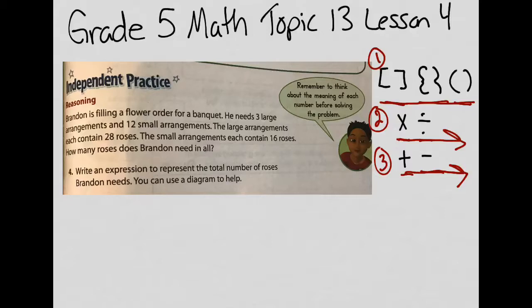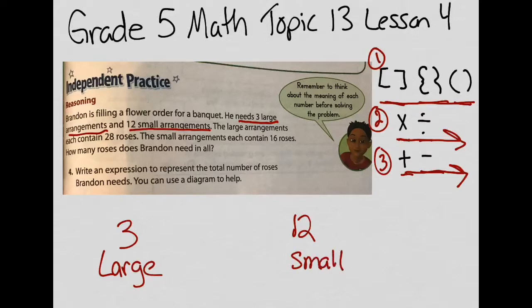All right, let's look at the first question together, number 4. Write an expression to represent the total number of roses Brandon needs. You can use a diagram to help. All right, so let's look back in the problem. He's filling orders for flowers for a banquet. He needs 3 large arrangements, so I'm going to put 3 large down here, and 12 small arrangements. I'm going to put 12 small down here.